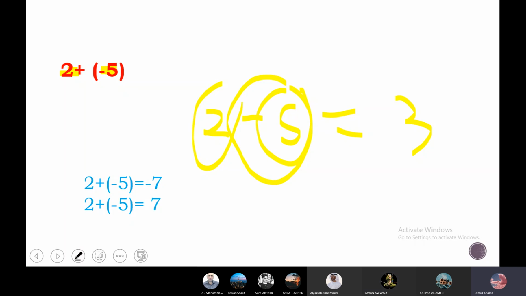Sorry, who is larger, 5 or 2? 5. And what's the sign of the 5? It's negative, so the sign of the larger number is the sign of the answer. It would be wrong if you add them, like here, 2 plus 5 equals 7 or negative 7, this will be wrong. So the answer will be negative 3.